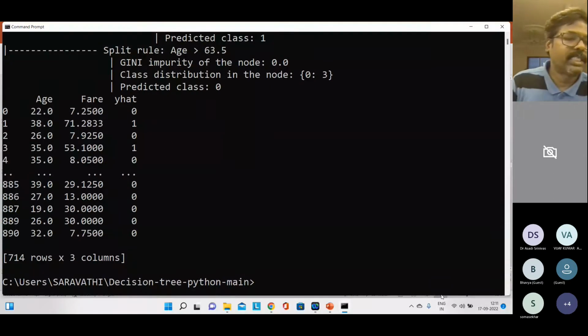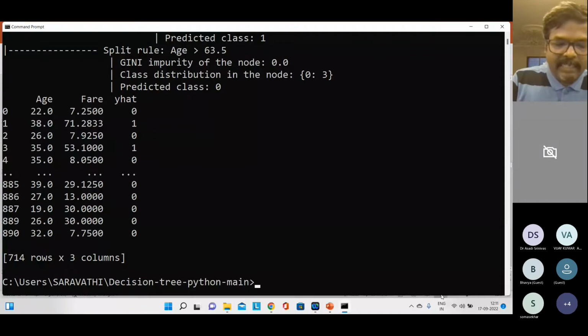Total instances: 714 rows and 3 columns. Age, fare, who is purchasing a computer. So what is the cost? What is the age? And what is the cost? And whether they are purchasing a computer or not. 1 means purchasing a computer, 0 means not purchasing a computer.